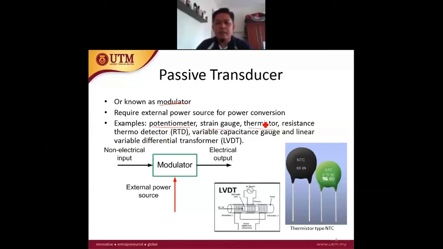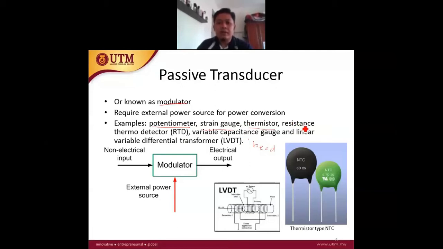Okay. The thermistor, as you can see in the picture, looks like a common ceramic capacitor. So the thermistor is comparatively small in size, okay, and usually can be found in electronic devices like your laptop, okay, or your smartphone. So they can be very small, a bead size.